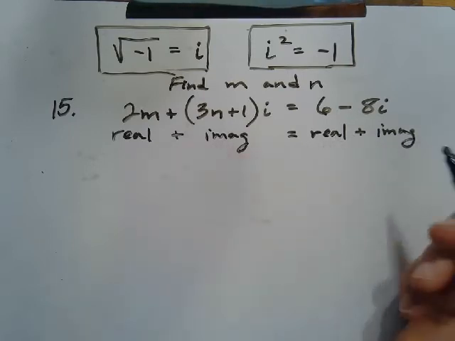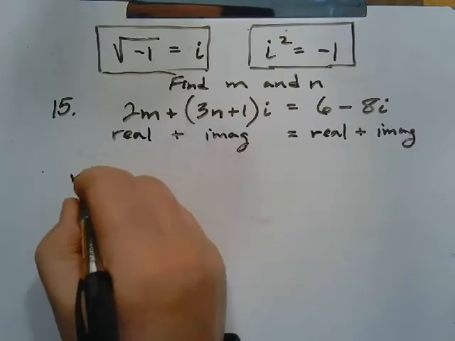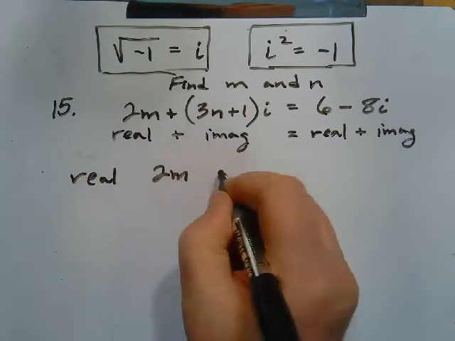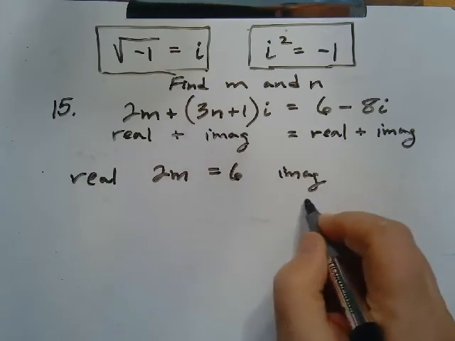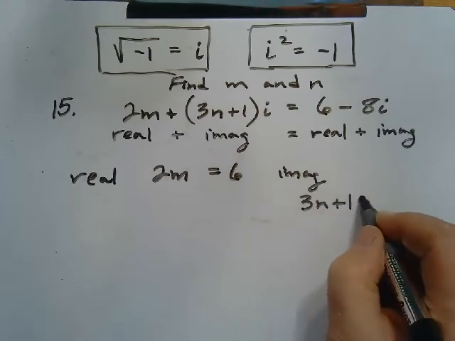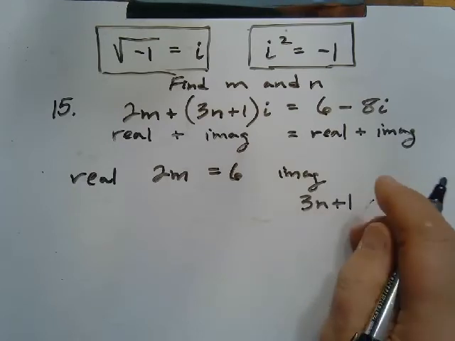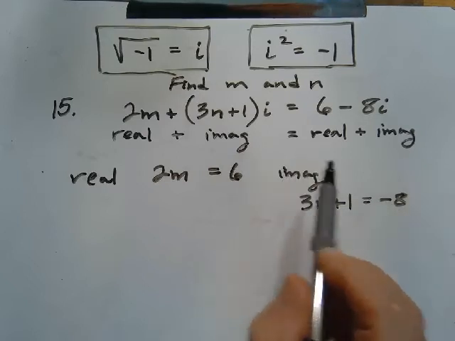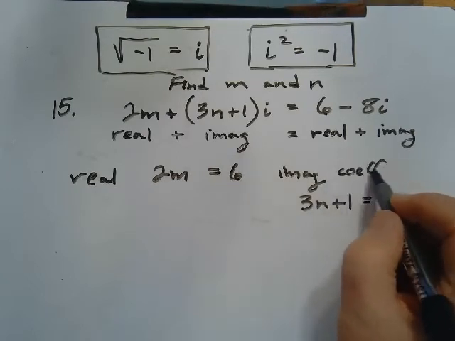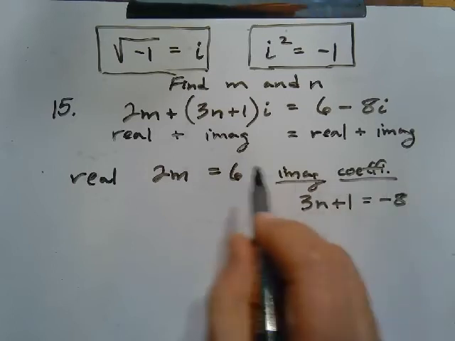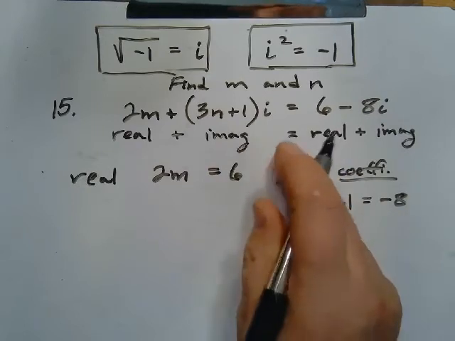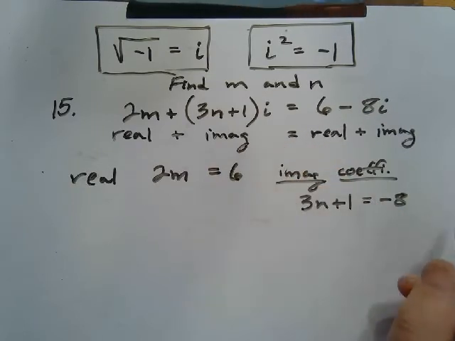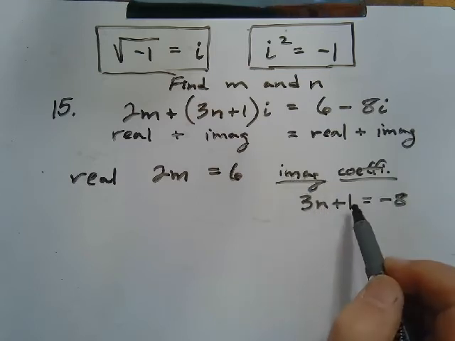So really, we're just going to set the real parts equal to each other. So 2m equals 6 and solve that. And then the imaginary part, 3n plus 1 equals -8. Now you notice I didn't even bring the i along because this is the coefficient of the imaginary part. Just the coefficient. The coefficient of the imaginary part here and the coefficient there. So you don't really need to bring the i along. If you did, you could just divide both sides by i eventually. But we don't need it. It's the imaginary coefficient. Okay?